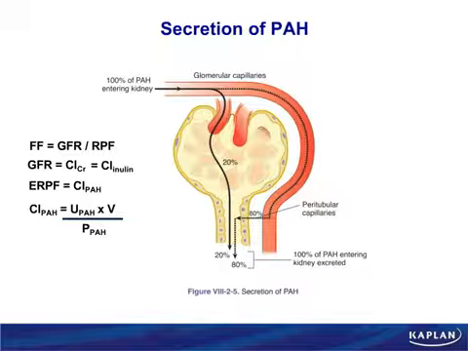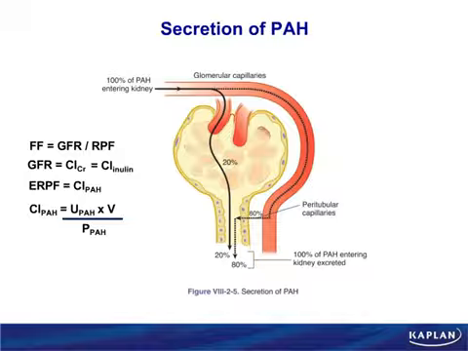So what just happened to my clearance? My clearance went from very high, my entire renal plasma flow, to very low. My clearance just decreased. I just had a very big drop in my clearance because I'm secreting at transport maximum. My carriers are saturated. I can no longer clear my entire renal plasma flow. So I see a very big decrease in my clearance.